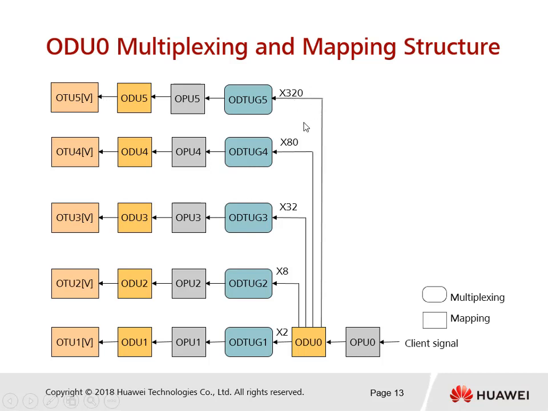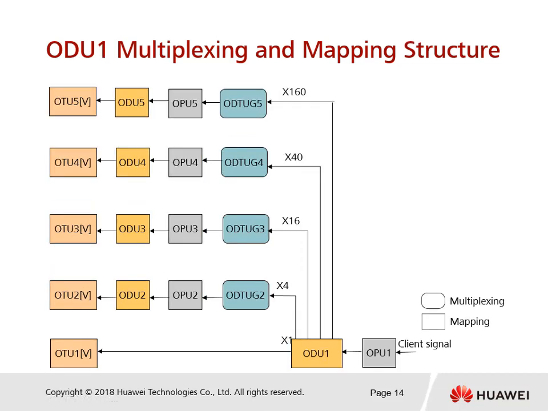So why do we have these numbers? Because we know for the ODU0, the rate was 1.25G, and for ODU1, the rate was 2.5G. For ODU2, the rate was 10G. ODU3, 40G. ODU4, 100G. ODU5, 400G. So this is why 2 ODU0 are multiplexed into 1 ODU1, 8 ODU0 into 1 ODU2, 32 ODU0 into 1 ODU3, and 80 ODU0 into 1 ODU4.